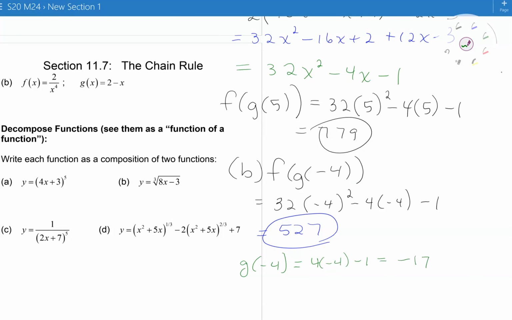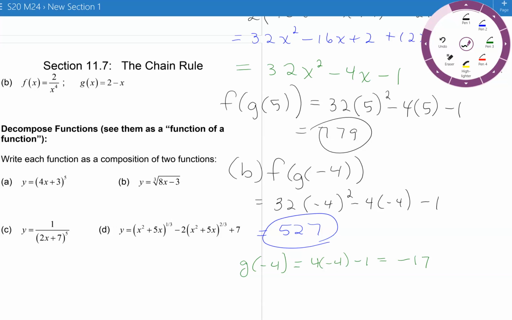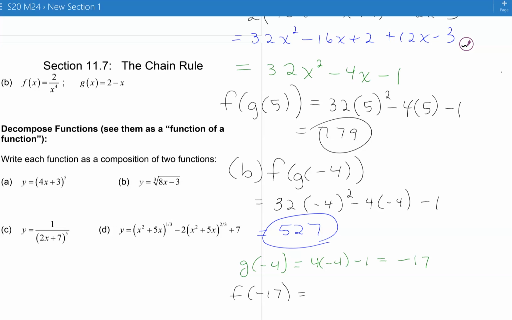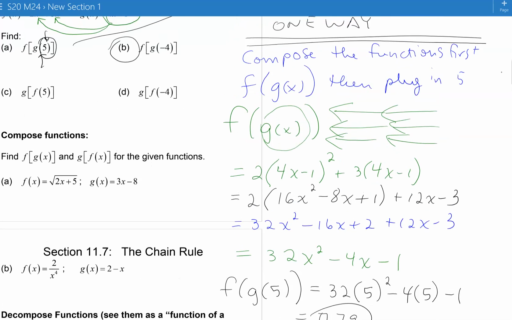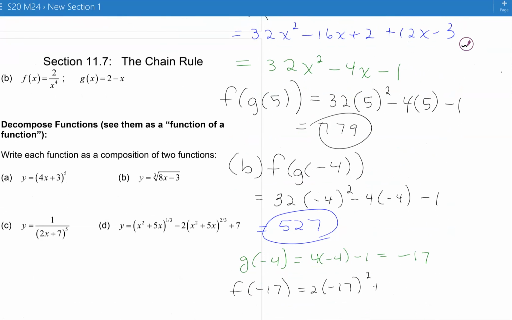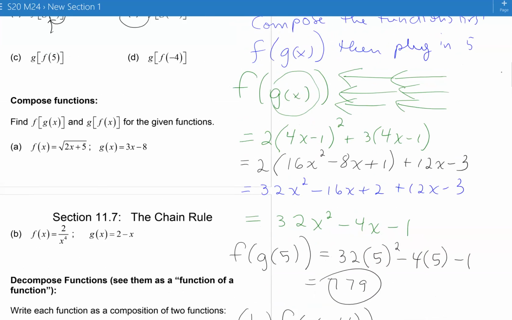So that's negative 17. And then we would have f of negative 17. So that's 2 times negative 17 squared plus 3 times negative 17. And we get 527 that way also. So if you're asked to evaluate at several different numbers, it's going to actually be less work to compose the two functions first and then just plug in the different x values you're being asked about.